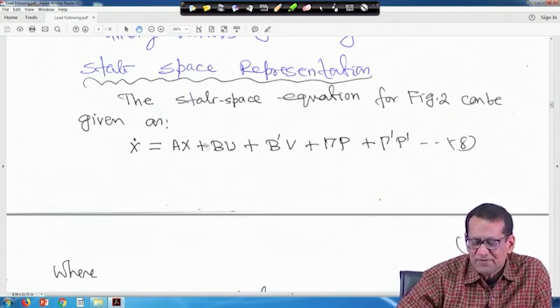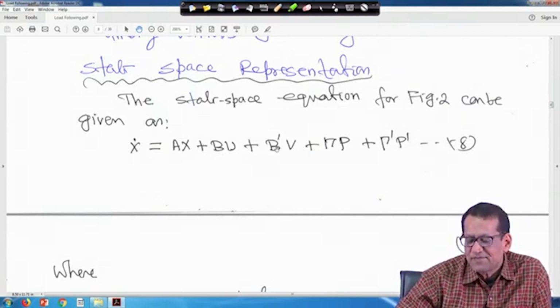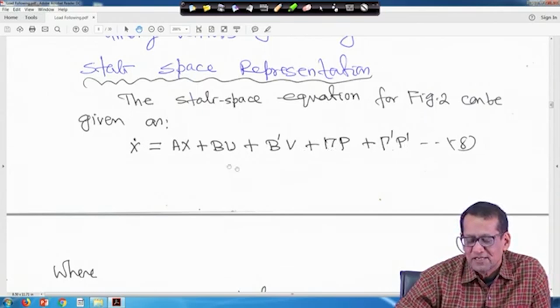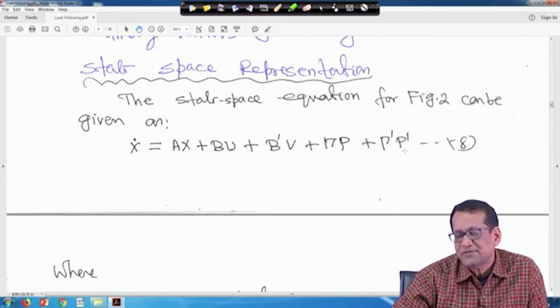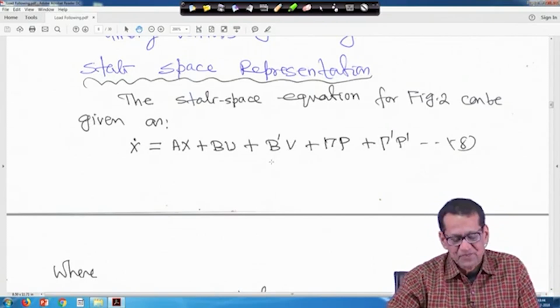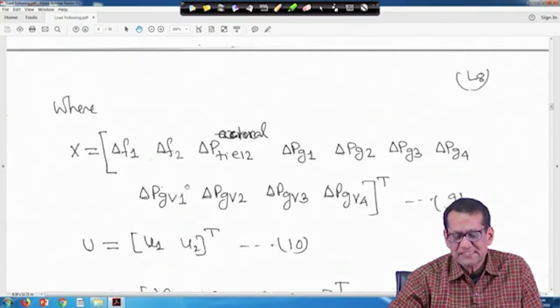So, you have 5 terms on the right hand side: a, b, b dash, gamma and gamma dash, and these are A x, B u, B dash v, gamma capital P and gamma dash capital P dash, right. So, you have 5 terms, where x is equal to the state variables.